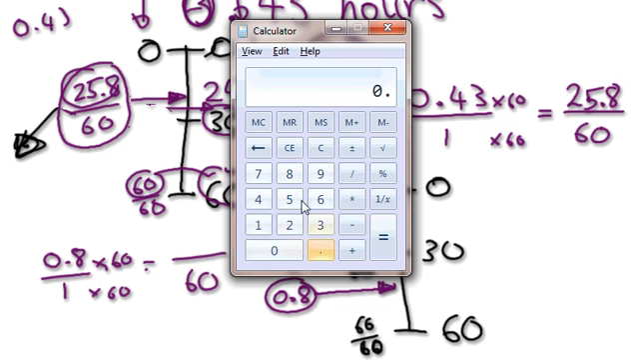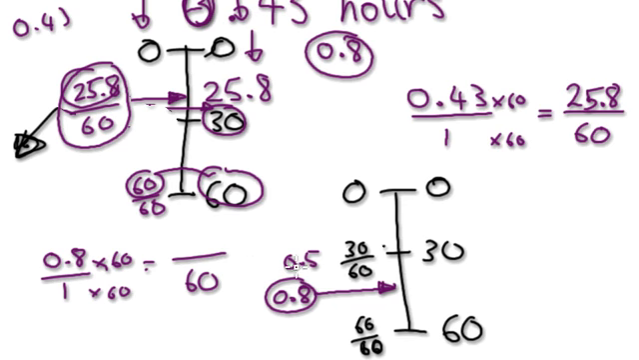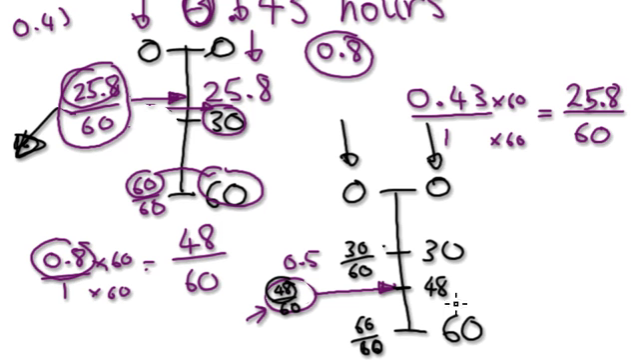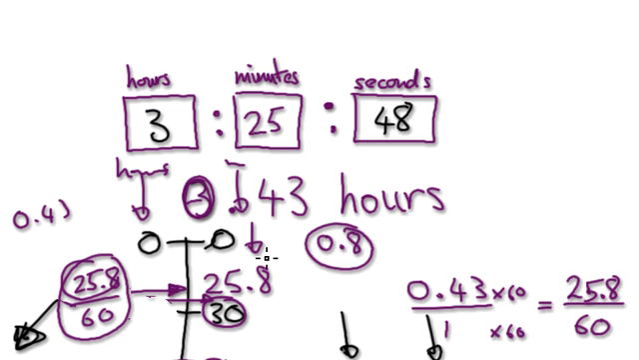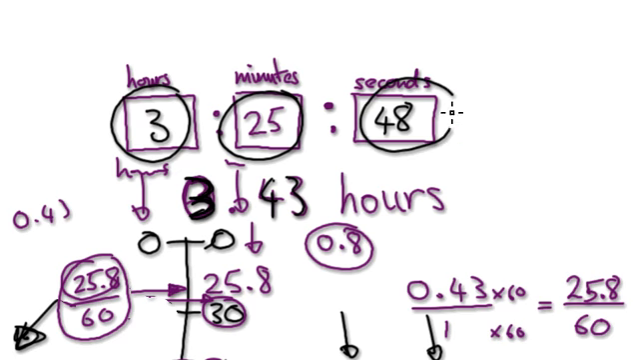So 0.8 times 60 equals 48. So this 0.8 here, we can express as 48 over 60. This 48 here will actually mean 48 seconds, because this here is minutes, this here is seconds. So 0.8 of a minute means 48 seconds. So 48 goes in here. Remember originally this was a 3. So 3.43 hours means 3 hours, 25 minutes and 48 seconds.